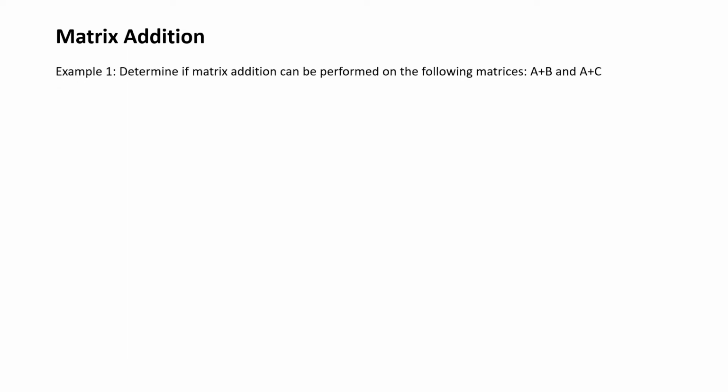Matrix addition is the operation of adding matrices by adding the corresponding entries together. To add two matrices, they must be the same size. Let's look at an example. Determine if matrix addition can be performed on the following matrices, A plus B and A plus C.